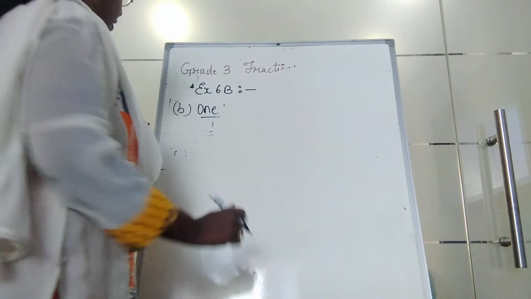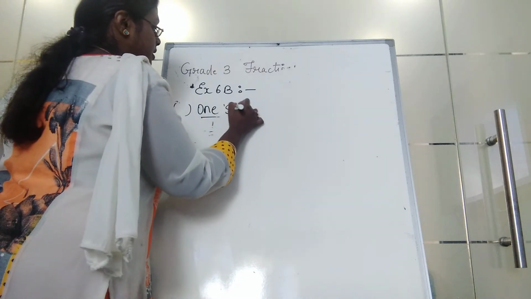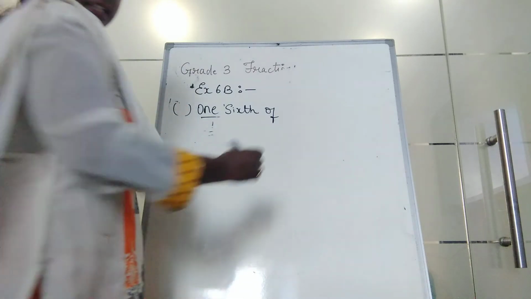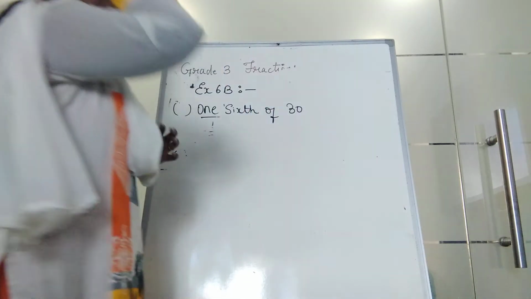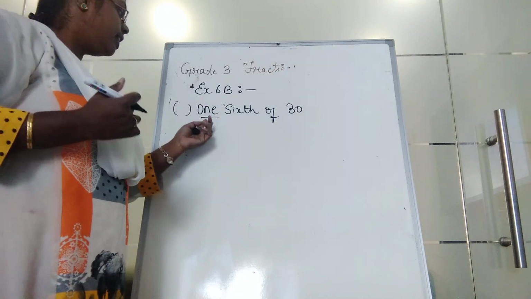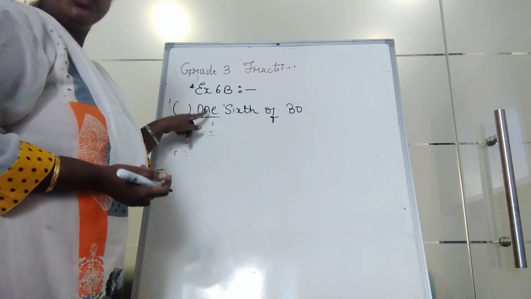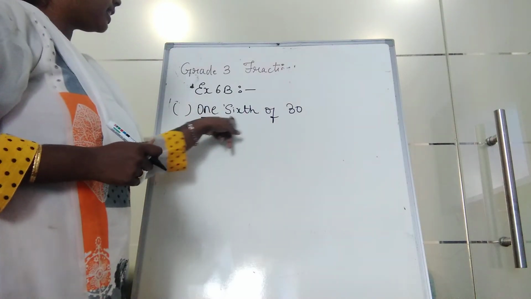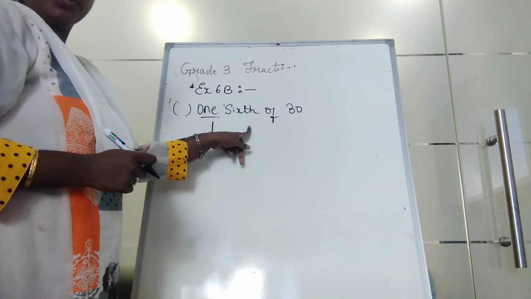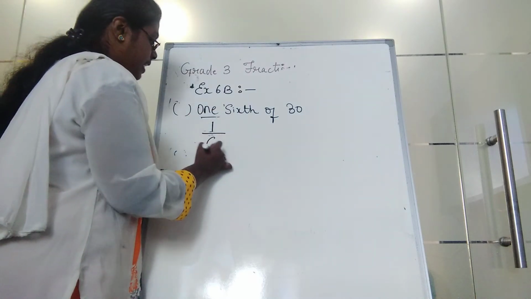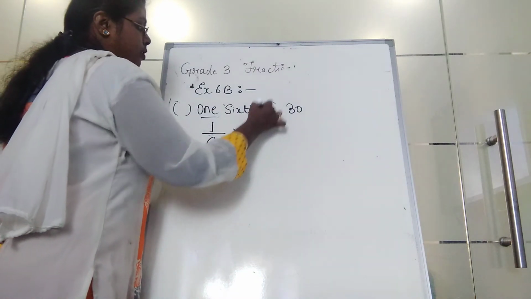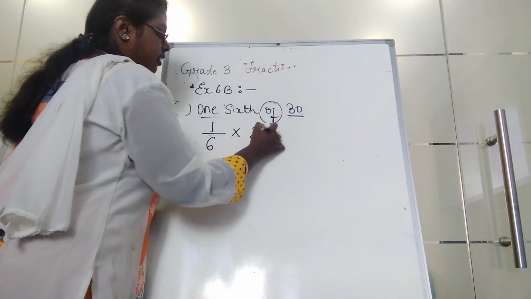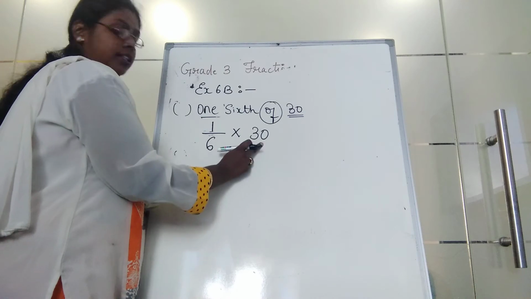Okay. So the next one is 1/6 of 30. Now let us represent this number name in the fraction. 1 is the numerator, so I will be writing here as 1. And 6th is the denominator, ordinal position. So I will be writing it here as 6. Into. This of is written as into. And then write 30.